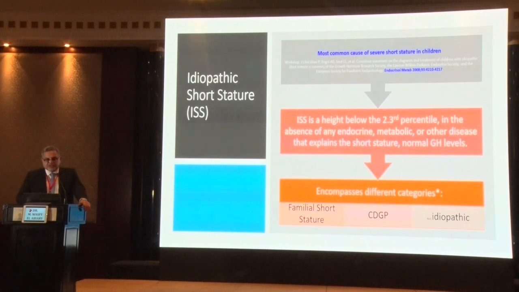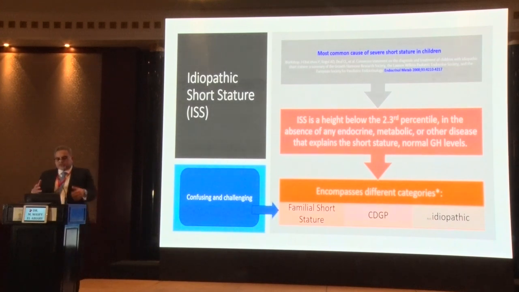So what is the definition of idiopathic short stature? It is a height below the 2.3 percentile in the absence of an endocrine, metabolic, or other disease that explains the short stature, with normal growth hormone levels. And there has always been controversy regarding the diagnosis of short stature. The usual diagnosis encompasses familial short stature, constitutional delay of growth and puberty, and the idiopathic ones.